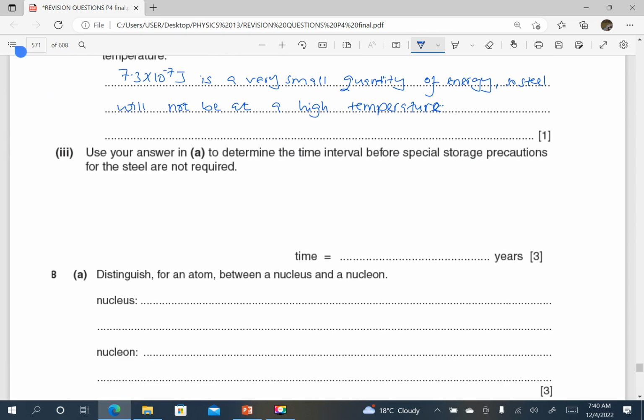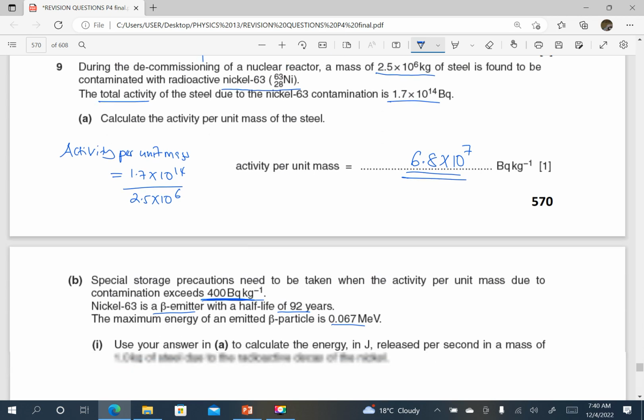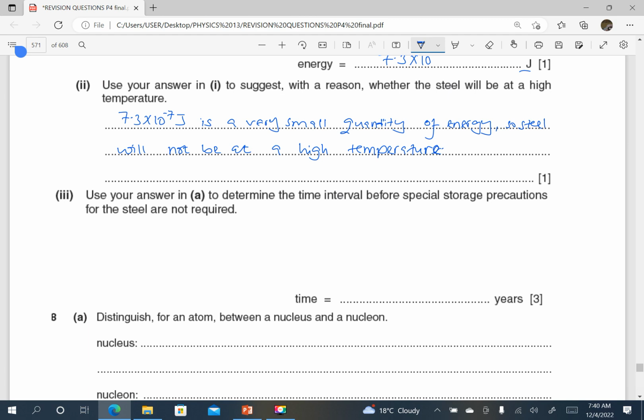Use your answer in A to determine the time interval before special storage precautions for steel are not required. Remember, the activity should not exceed 400 becquerels. When the activity reaches 400 becquerels, then it means special precautions should now be taken. But remember, the initial total activity is 6.8 times 10 power 7 becquerels. So let's check. According to the general equation, activity is equal to A naught e power negative lambda times T.